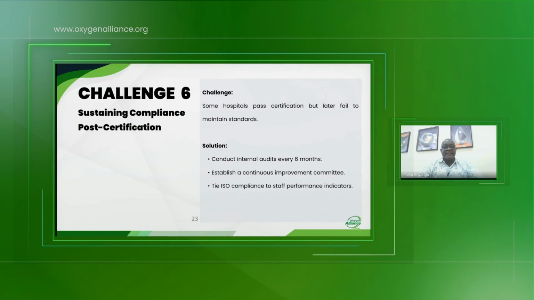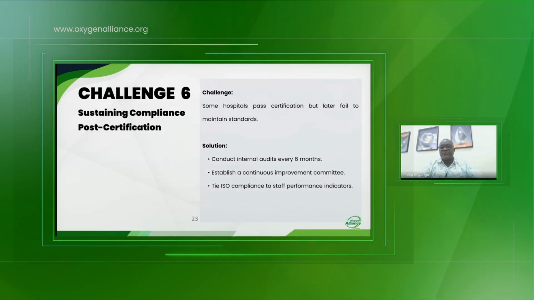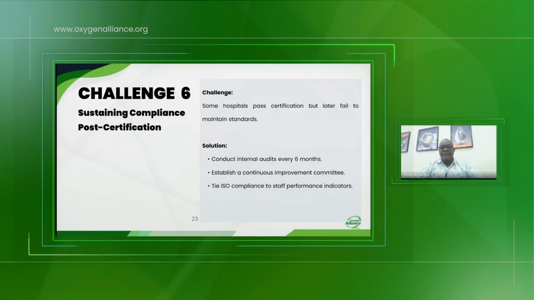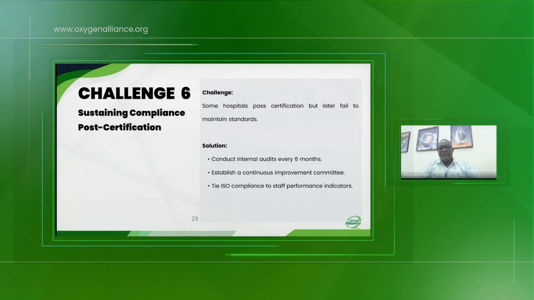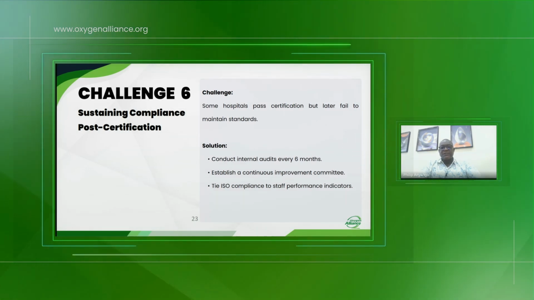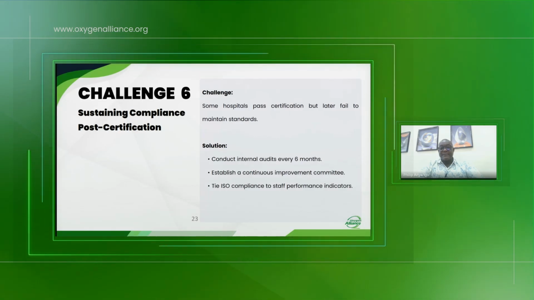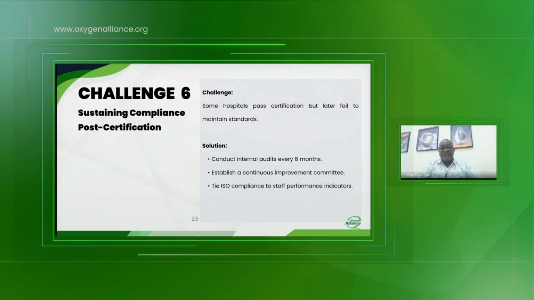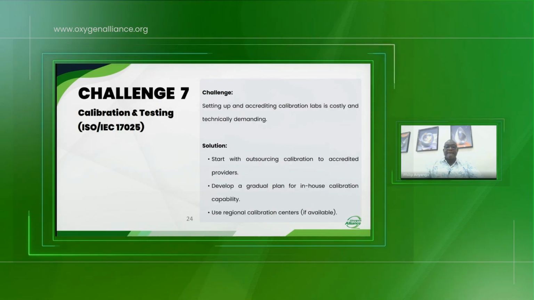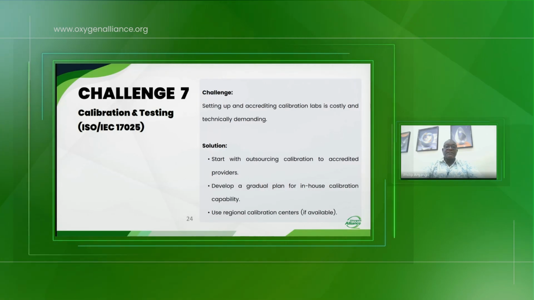Challenge number six, sustaining compliance post-certification. Some hospitals pass certification but later fail to maintain it. With certification, you need to be audited every year. And if you're audited and you don't comply, then you lose the accreditation. The solution is to conduct internal audits every 5 months, establish a continuous improvement committee, and tie ISO compliance to staff performance.